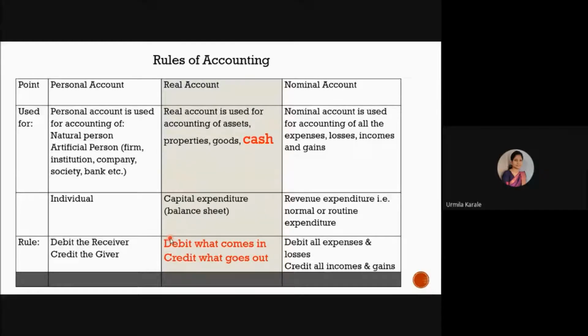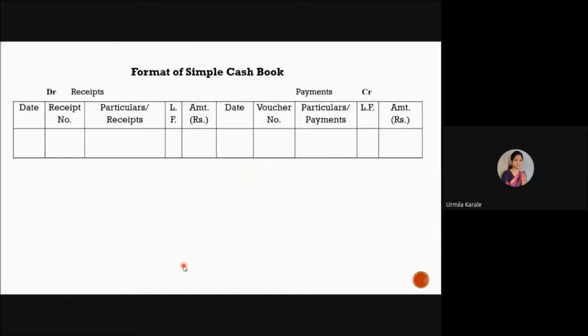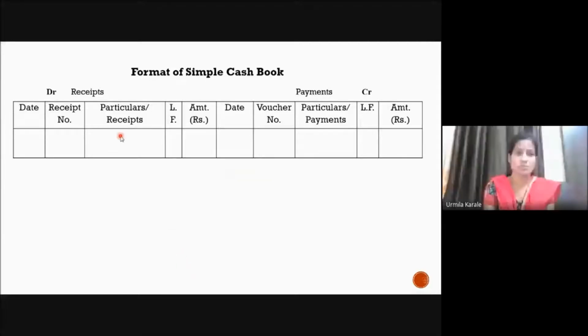And when you are making a payment, cash goes out, so you give credit. That credit side is called the payment side. So let us check the format. Depending on the transactions, a simple cash book, a two-column or a three-column cash book can be used. First we are going to start with the basic format of a cash book. In a cash book, you can see this is in T form. This is the debit side, and from here it is the credit side.